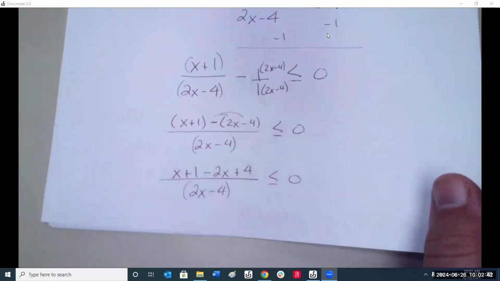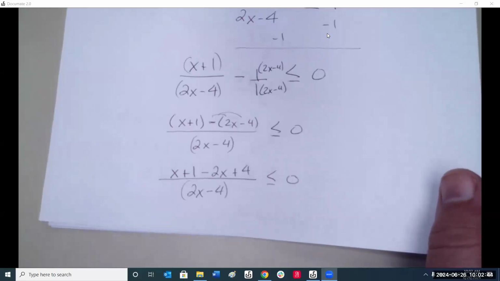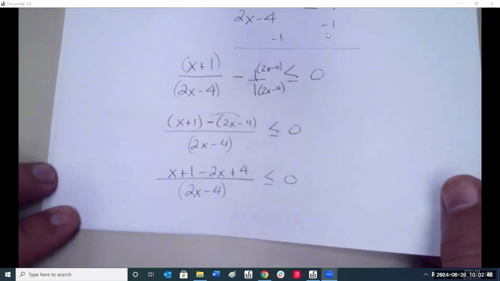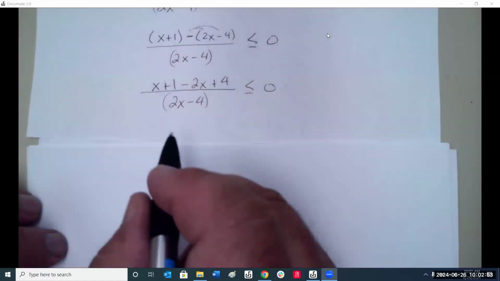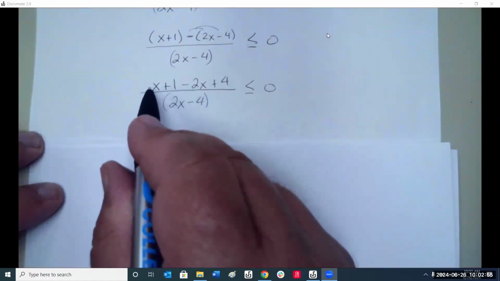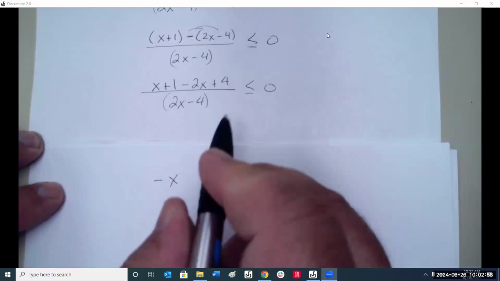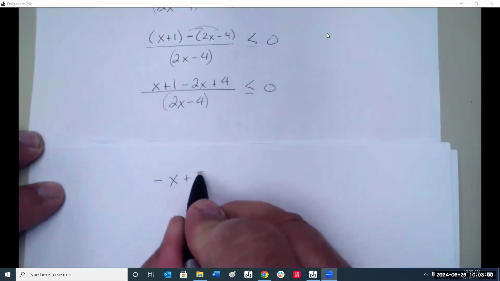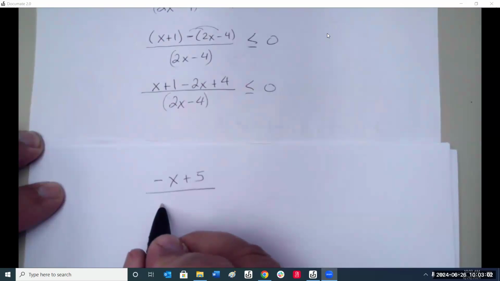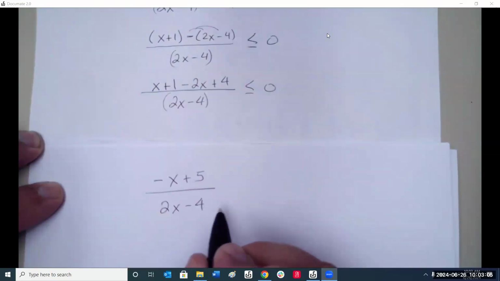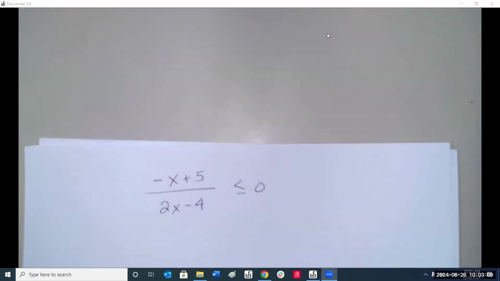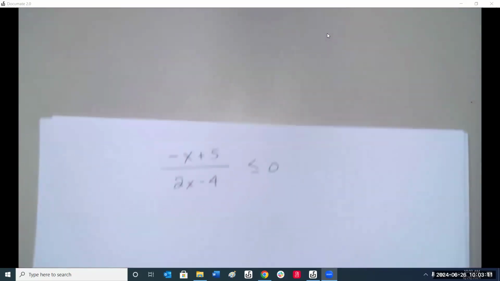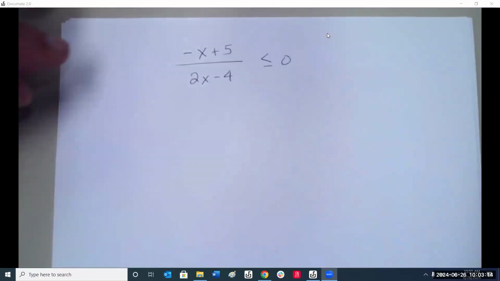Because you have to have only one fraction. You have to simplify it till there's only one fraction on the left side in this case. So we have negative 2x plus x is negative x. 4 plus 1 is 5. Over 2x minus 4 is less than or equal to 0. Now we have only one fraction to look at.